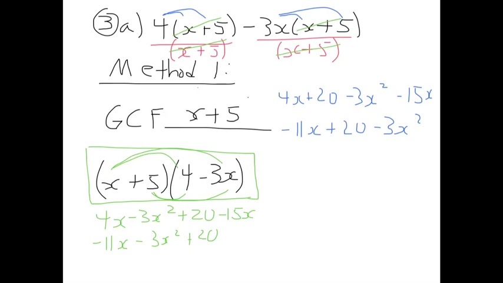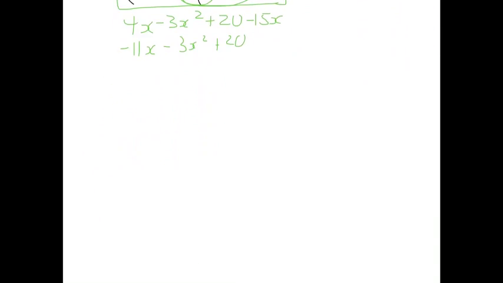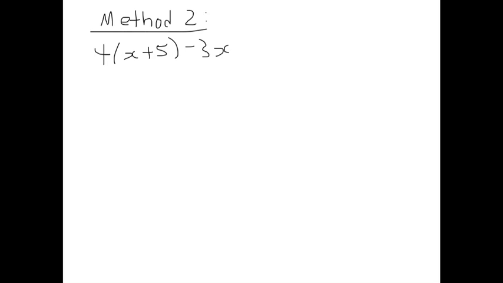Okay, so let's try this a different way here. We're going to do method 2. Exact same problem, different method. Method 2. And I'll just rewrite the problem here. I'm going to factor 4 times x plus 5 minus 3x times x plus 5.